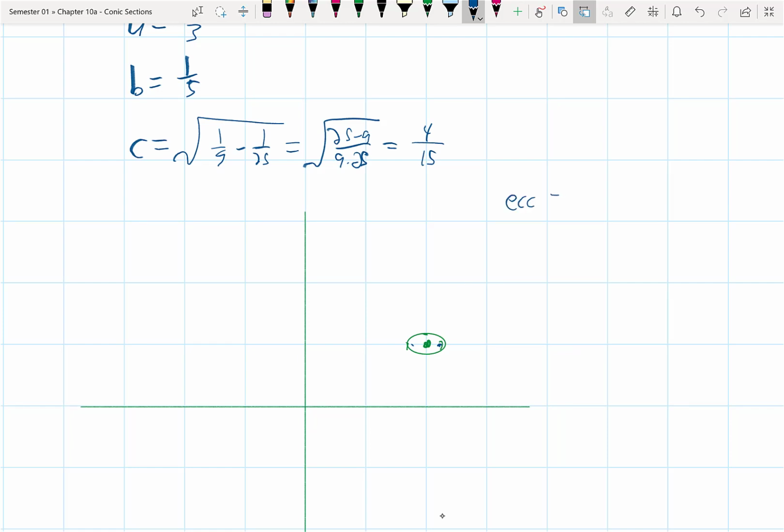Finally, the eccentricity, which I'm going to abbreviate ECC, c over a is equal to 4/15 over 1/3. And 4/15 over 1/3 is equal to 4/5. So close to 1, closer to 1 than 0. It doesn't take much to get some eccentricity on these things. So that's it.